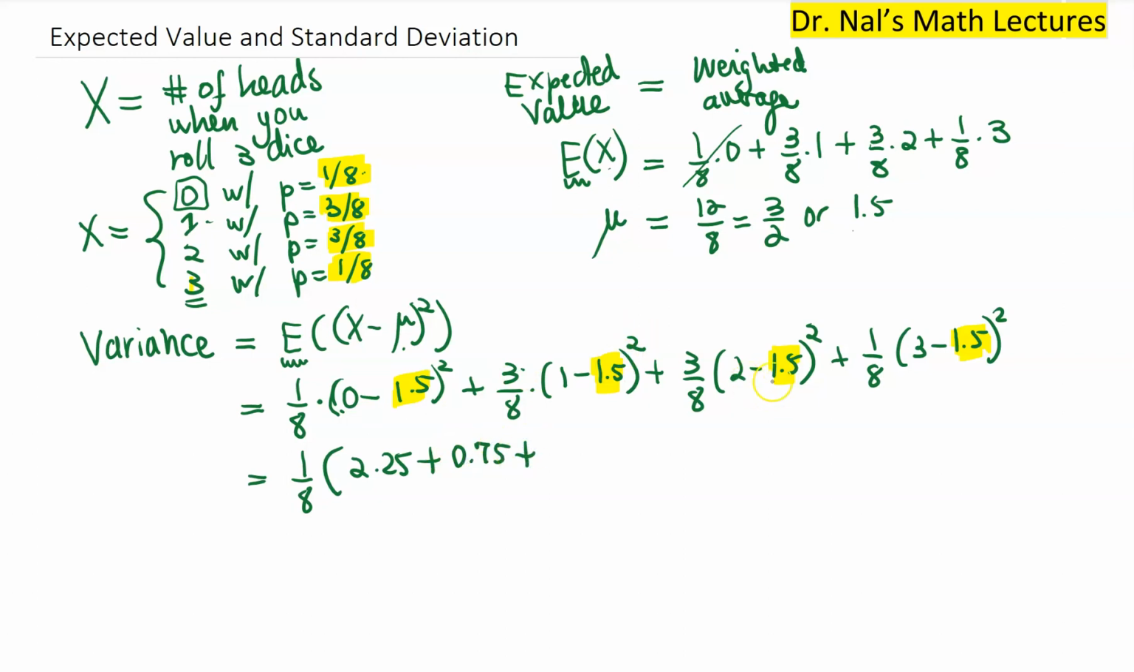Plus, again, 2 minus 1.5 is 0.5. Square it is 0.25. And 3 times that is 0.75. And lastly, the last one, 1.5 squared is again 2.25. And that's it. So we can just add up these numbers. 2.25 plus 0.75 is 3. Again, 2.25 plus 0.75 is another 3. So they will add up to 6/8, which is 3/4 or 0.75. That's it. That's our variance.